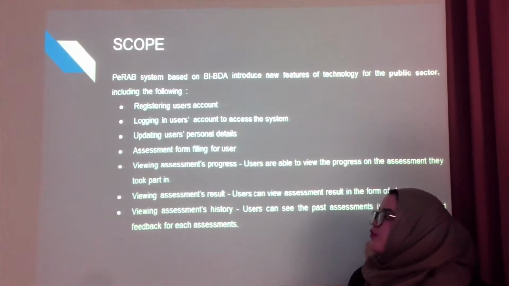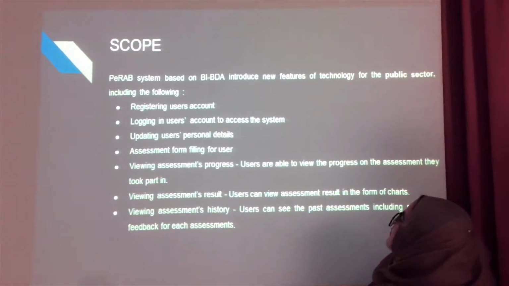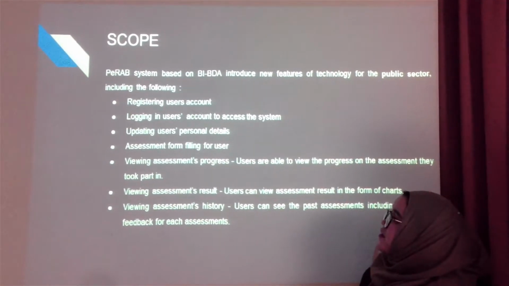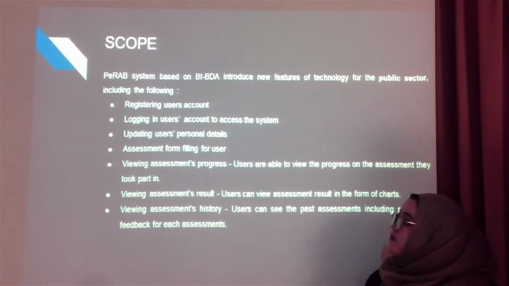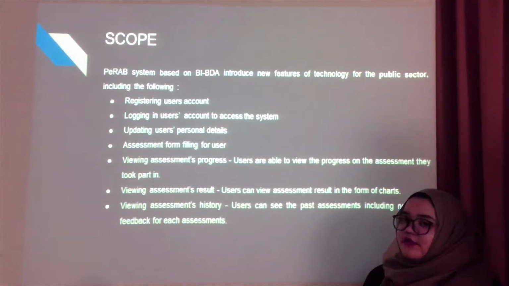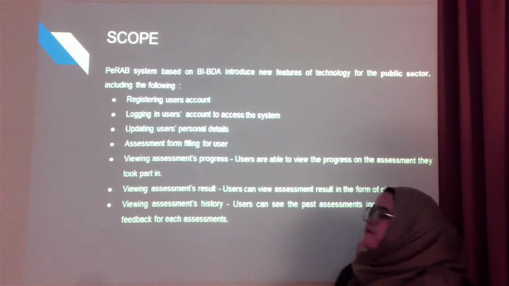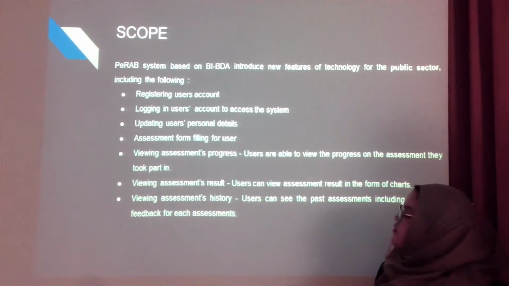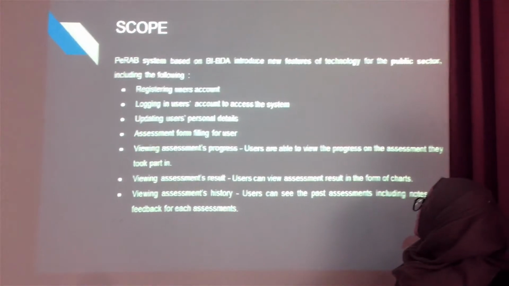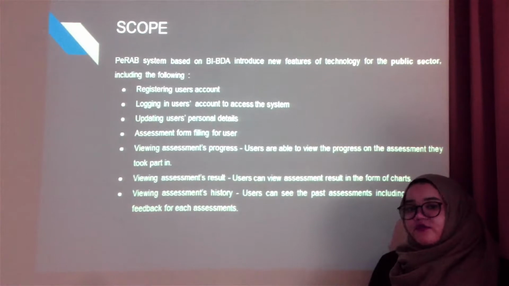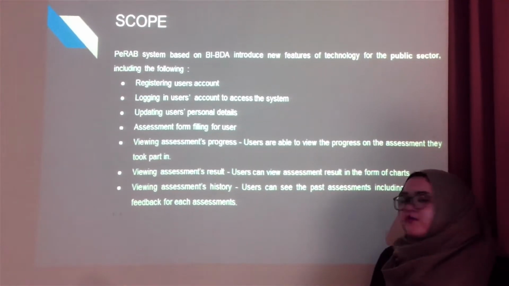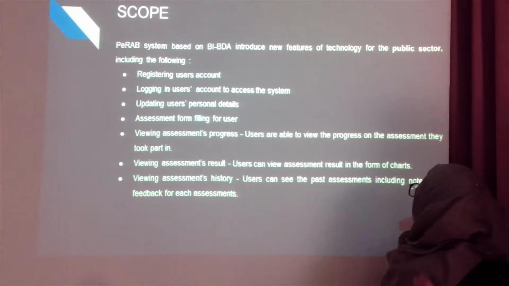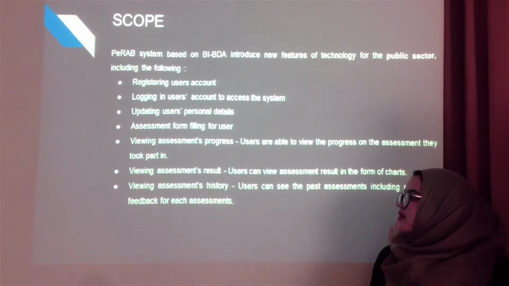Okay, moving on to scope, we have around seven features for the PRAP system. First of all is registering a user account. Second is logging into a user's account to access the system. Next, updating users' personal details. Fourth is assessment form filling for the users. Fifth is viewing assessment progress, where users are able to view the progress of the assessments they took part in. Second last is viewing the assessment result, where users can view the result in the form of charts. And lastly is viewing assessment history.